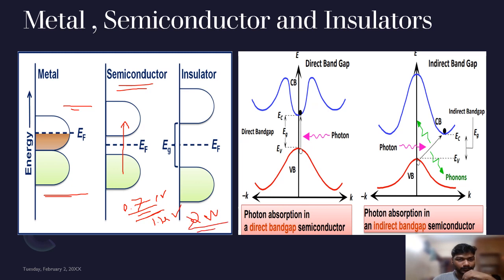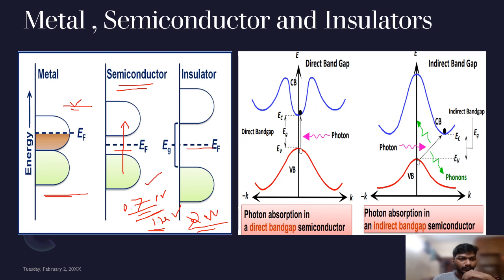So this means you can say that the insulator has a huge band gap, and the semiconductor has a mediocre band gap, from 0.7 electron volt in case of silicon, and 1.1 electron volt in case of germanium. And for metal they are overlapping. EF is the Fermi energy.